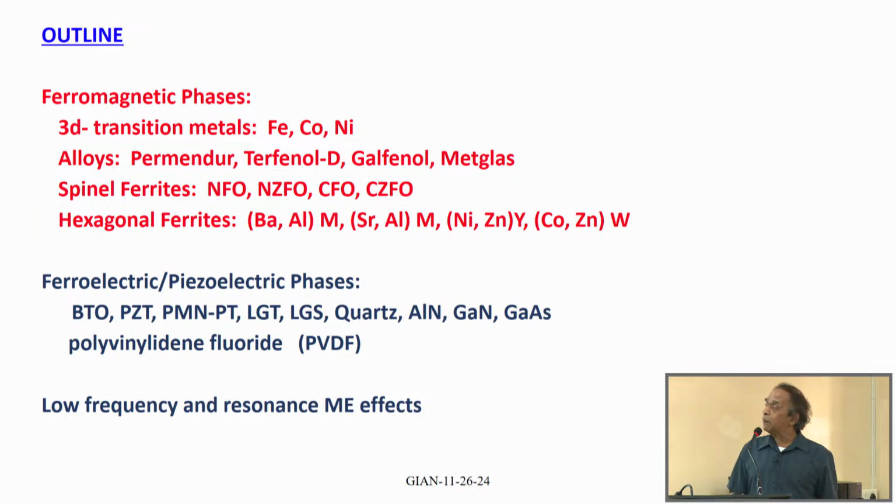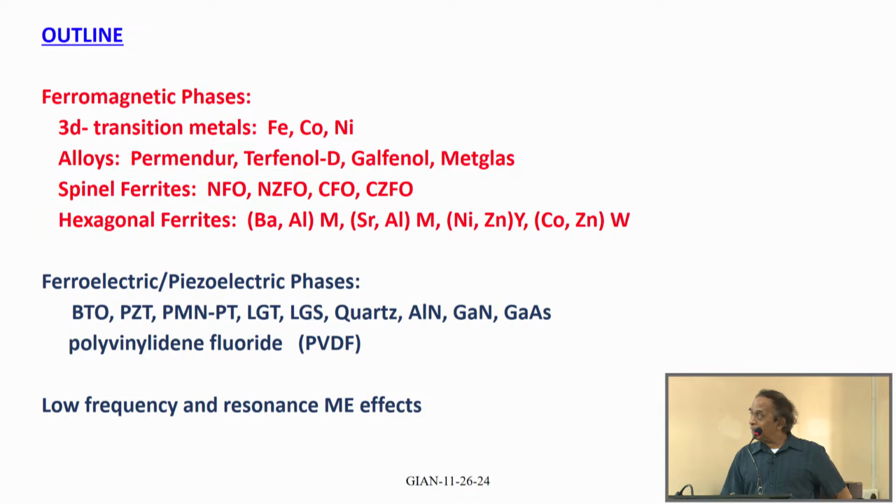So I'll discuss some of the data we got on composites with iron, cobalt or nickel. Then on the alloy systems, primarily on permandur, terphenol D, galphenol and metglas. And some ferrites including spinels and hexagonal ferrites.